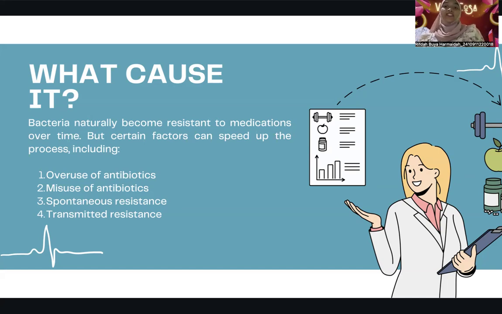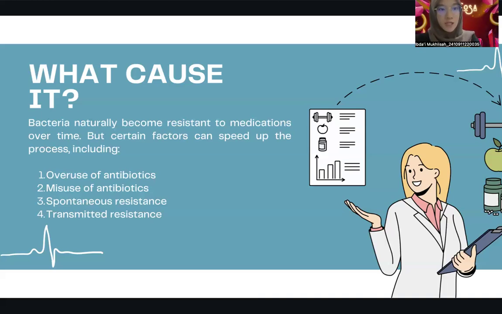Another cause is the misuse of antibiotics. This happens when people don't follow the doctor's instructions, such as not completing the full course of antibiotics or taking the wrong dose. When antibiotics are stopped early or taken incorrectly, some bacteria may survive and become resistant. Over time, this resistant bacteria can spread to others, making infections harder to treat. As a result, the more antibiotics are overused or misused, the higher the chance of resistance, which can lead to more severe health problems and fewer treatment options for patients. Next point will be explained by my friend.